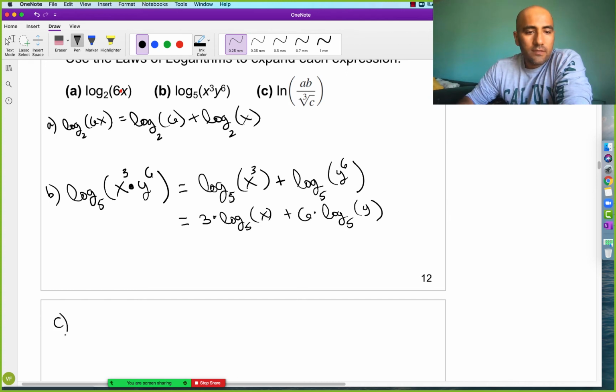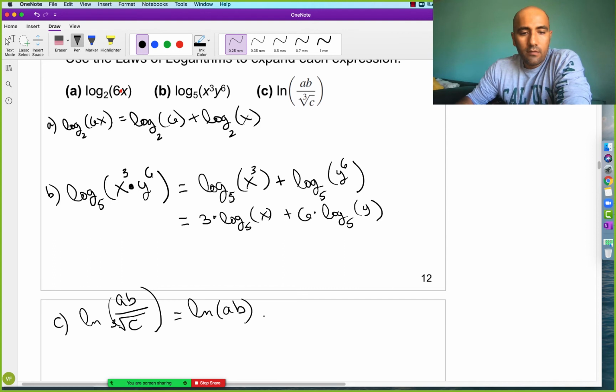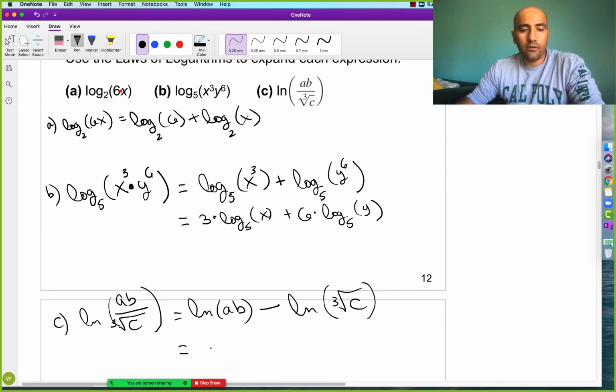The third one, c, we have ln of ab divided by the cube root of c. And remember, ln is just log base e, so all the same properties apply. We have a giant division here, so this is going to be ln of AB minus ln of cube root of C. Cube root of C is the same thing as C raised to the power of 1/3.